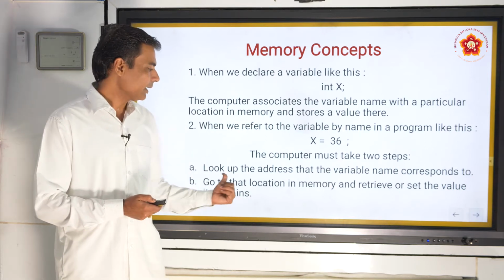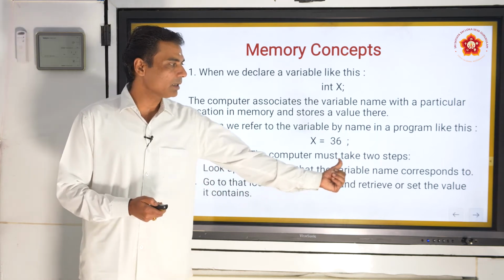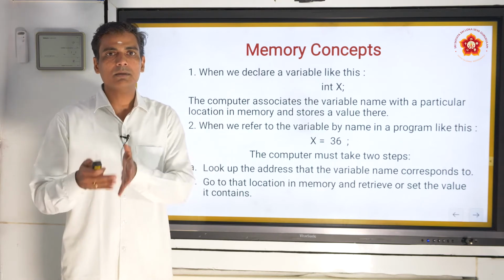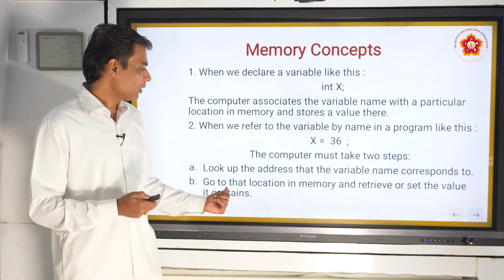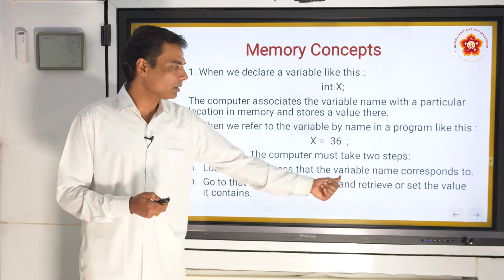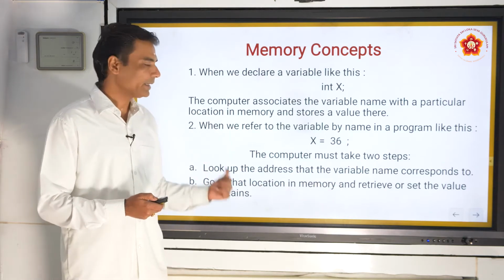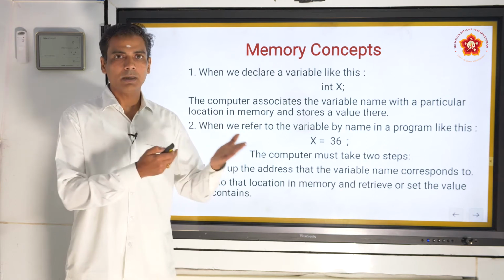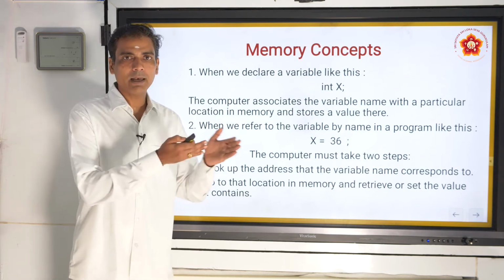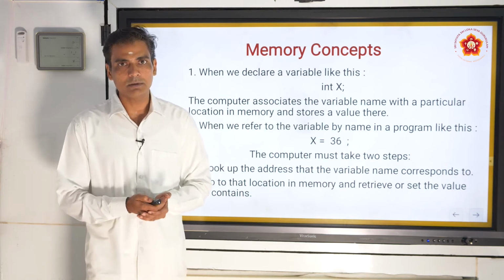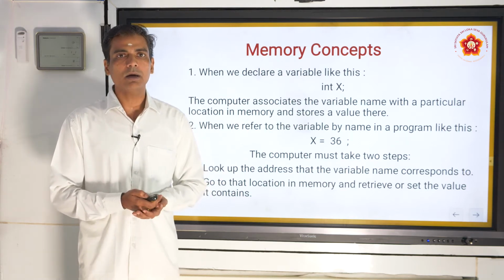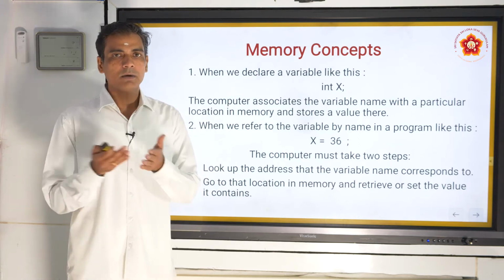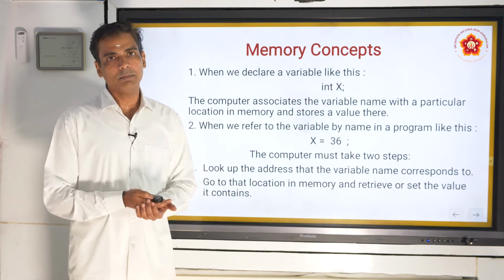First one is, it looks up the address that the variable name corresponds to, to which address this name is given. And second, go to that location in memory and retrieve or set the value it contains. Either we want to retrieve the value for printing purposes, or for using that value in some arithmetic operation or in any other operation, or we want to print the value onto the screen. For any purpose, we are retrieving the value from that memory cell.